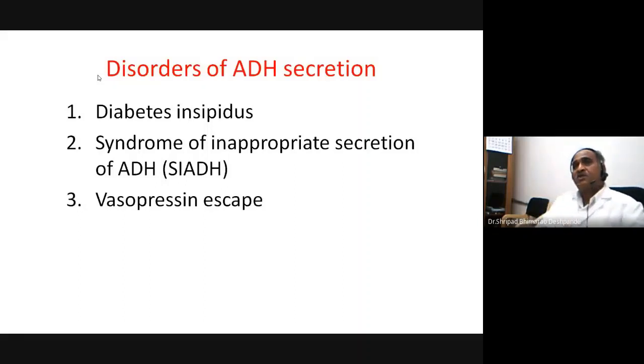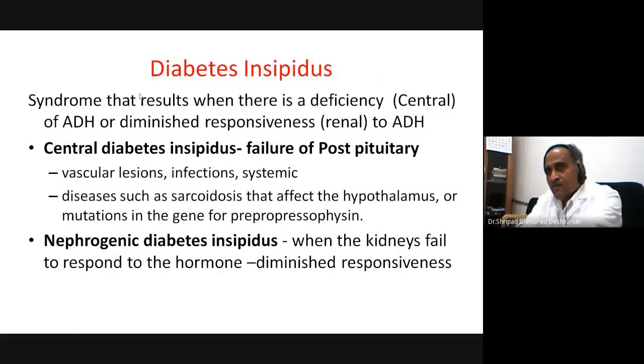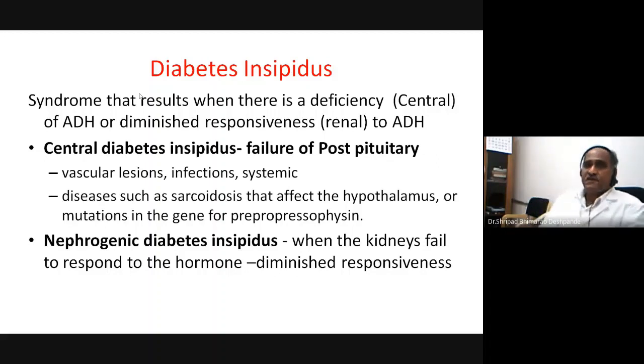What are the disorders of ADH secretion? I have 3 disorders listed here. 1, diabetes insipidus. 2, syndrome of inappropriate secretion of ADH, that is SIADH. And 3, the vasopressin escape. Let us consider diabetes insipidus first.